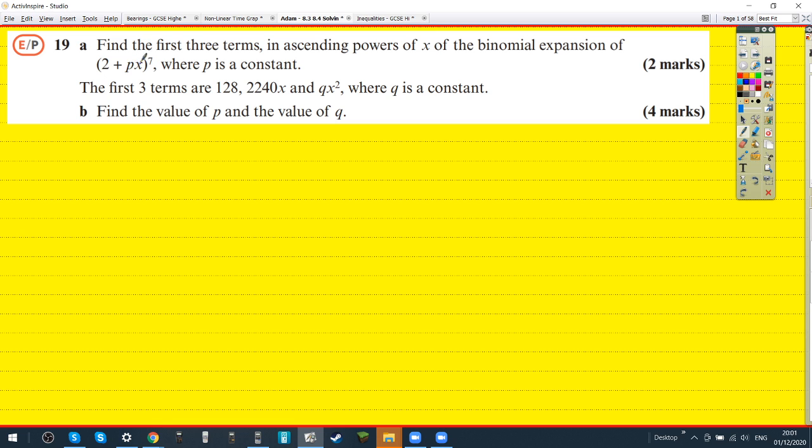So just expand it, the first three terms. Okay. First three terms, using our quick way. So it'd be 7 choose 0, 7 choose 1, 7 choose 2. 7 choose 3. We only need the first three.